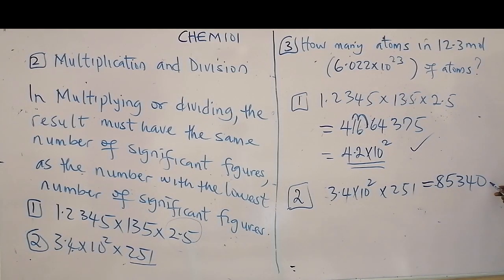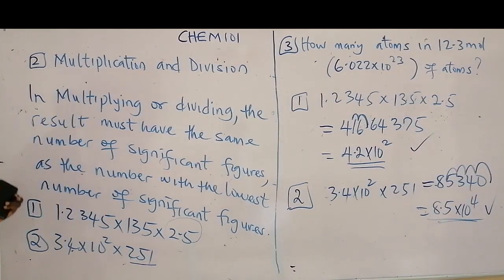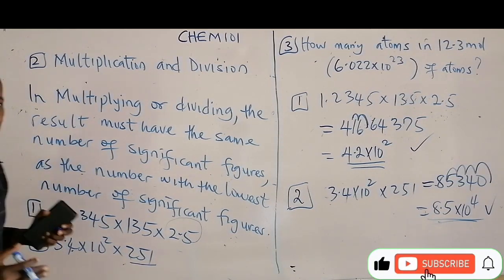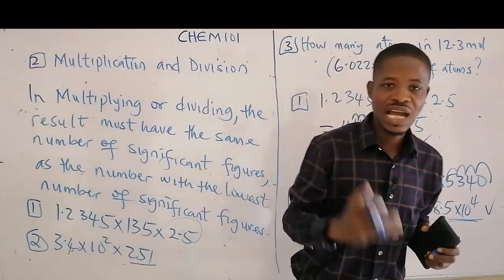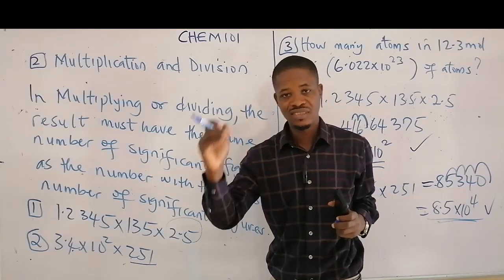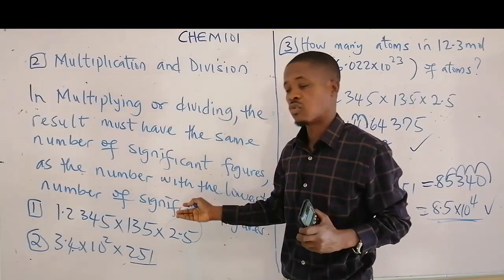So then start moving from the end. 1, 2, 3, 4. That will be 8.5. 8.5 times 10 to the power 4 to 2 significant figure. And that's that on that question. On summary, when you are multiplying or dividing, your final answer must have the lowest significant figure of your question.